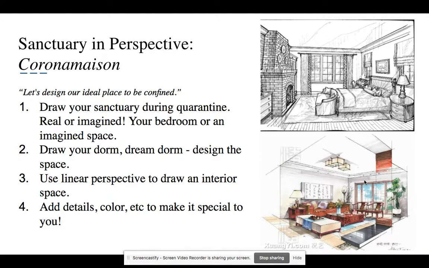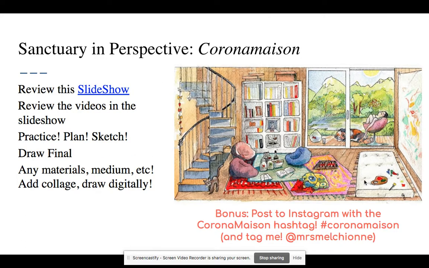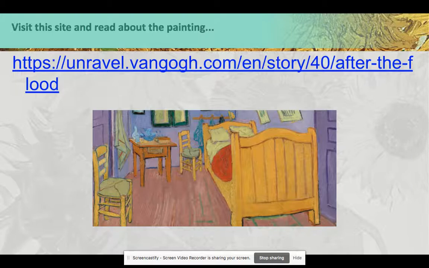I already went over this in the general slideshow about the 4 different projects, but these are just some more examples here. I would urge you to look at the Corona Maison Instagram feed and or website to get some ideas. This is just a really nice drawing. It includes snacks, pets, beanbag chairs, books, all of the person's favorite things. And that's the idea.